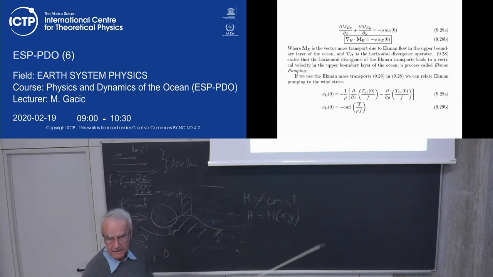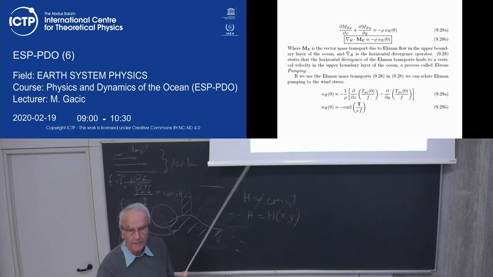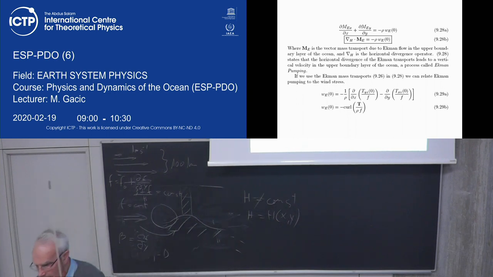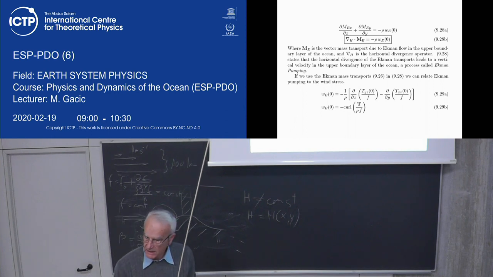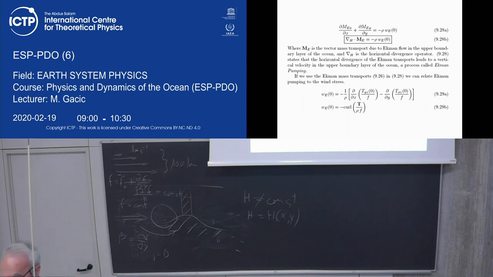The curl of the wind stress generates the suction or pumping, and also changes the relative vorticity, stretching or squeezing of the water column, convergence or divergence. Okay. So all these things come to the same point: interpreting on one hand from the vorticity equation, and on the other side, looking at the continuity of volume of the water.